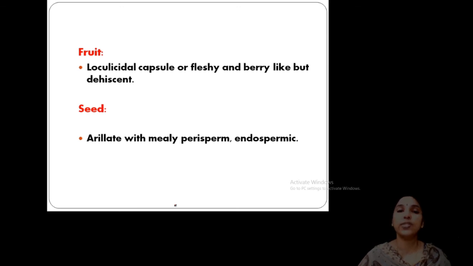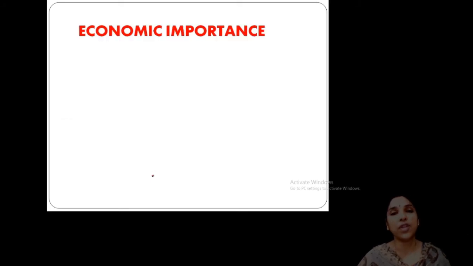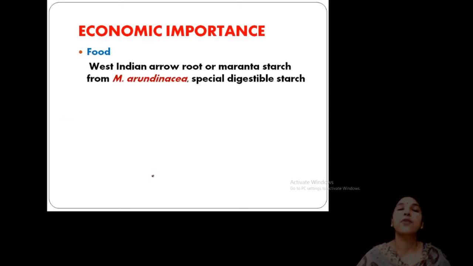Now the fruit is a loculicidal capsule or berry, and the seed is also with perisperm and endosperm. So this is the flower and this is the arrowroot, all the parts of arrowroot you can see here. Looking into the economic importance, first as a source of food. Usually West Indian arrowroot, that is Maranta arundinacea, a common plant that yields a special digestible starch, which we use and give as medicine for our children for stomachache and some problems because it is an easily digestible starch.